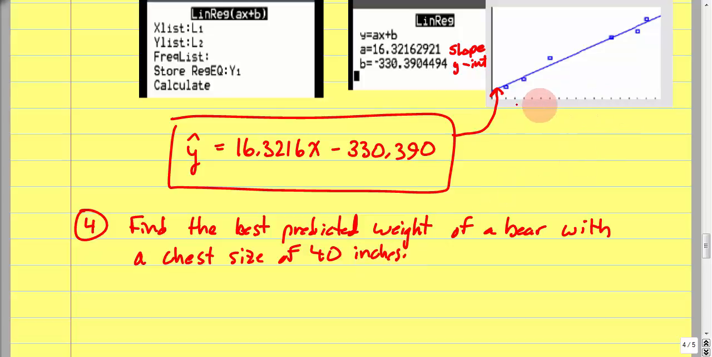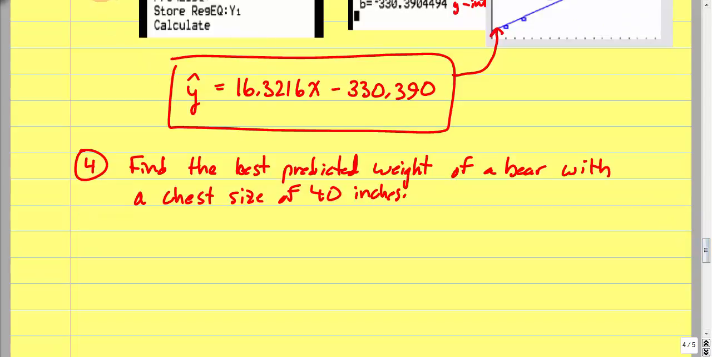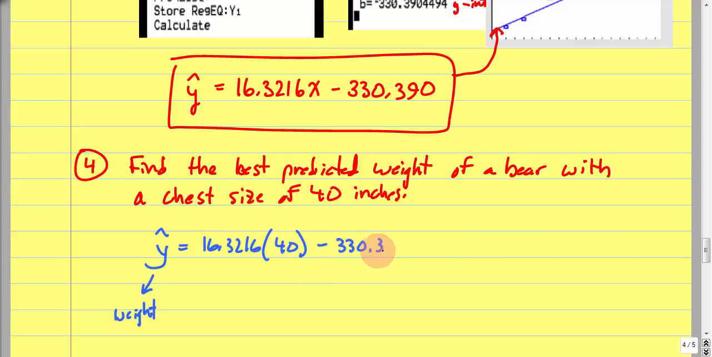Now 40 is somewhere down here on our x-axis, and what I'm trying to do is to find that and then see where I am on my regression line. There are a couple different ways that we can do this, and I think it's best to use both ways actually. Remember, y is my weight of the bear, and x is my chest size. So 16.3216x, where x in this case is 40 because I'm trying to predict, minus 330.390.